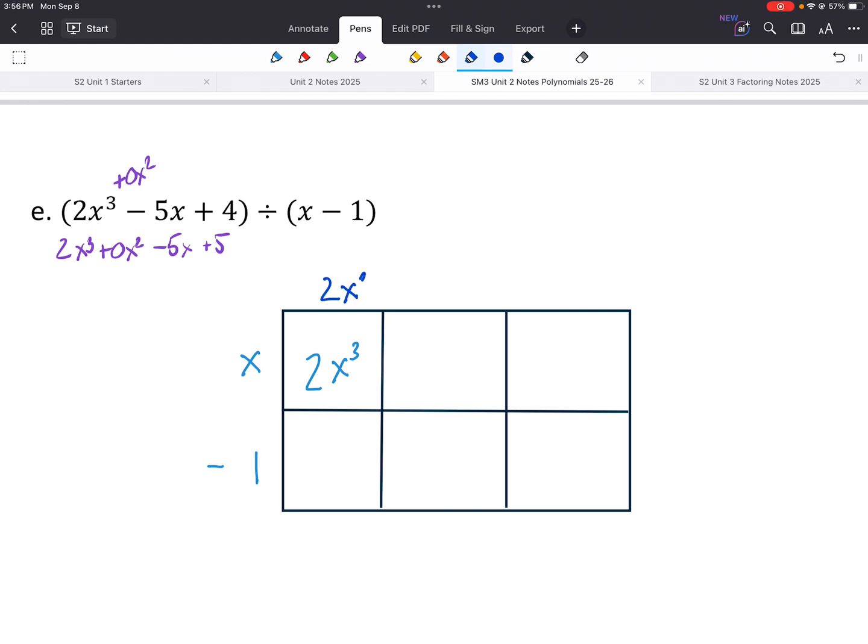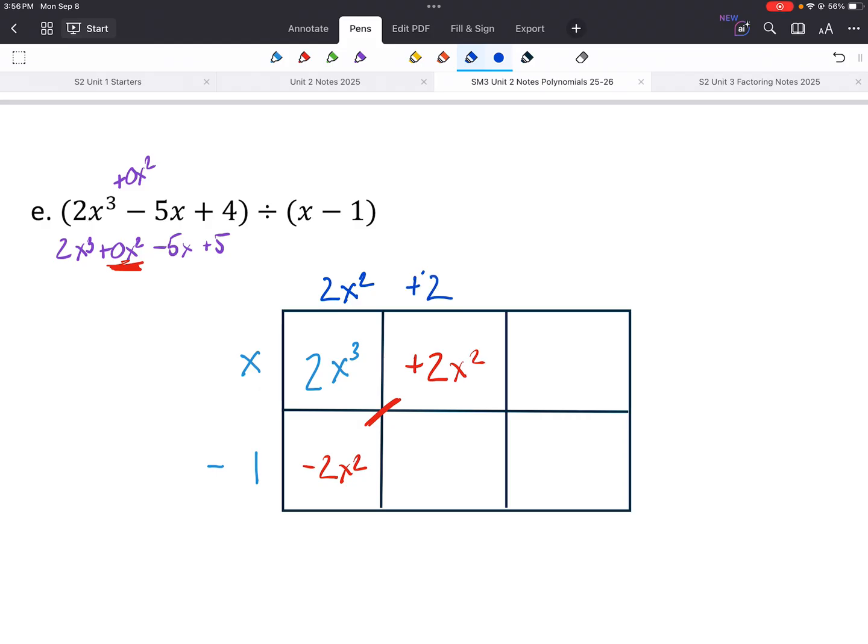So this has to be 2x squared. Go straight down, negative 2x squared. But wait, we don't want it to be negative 2x squared. We want it to be 0x squared. So we've got to add 2x squared. Again, those two combined give us 0. And then we'll just repeat.